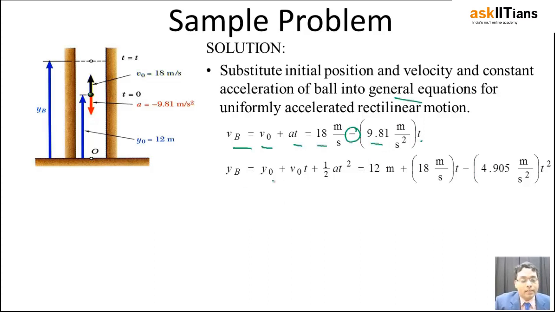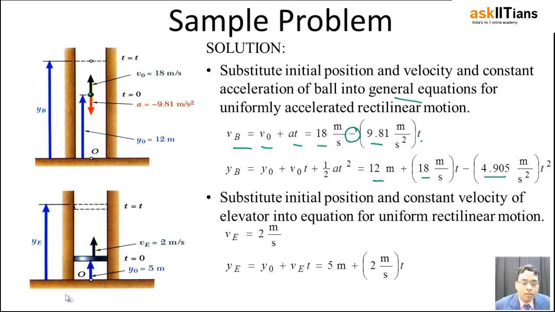As a result, we can find the displacement of the ball in the same instant of time. That can be given by 12 plus 18t minus 4.905t squared. So 12 is the initial height from which it is being projected, that is where it starts off, plus 18 meters per second, that is the initial speed, minus this, that is the acceleration term. So if you do this, what will you get as a result?